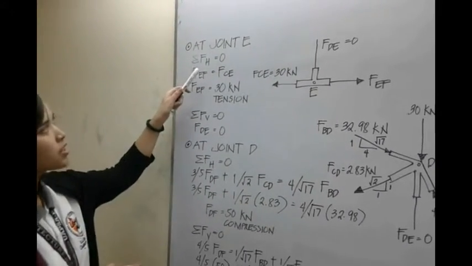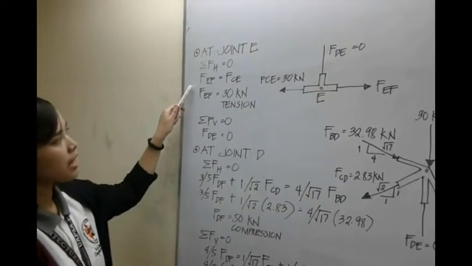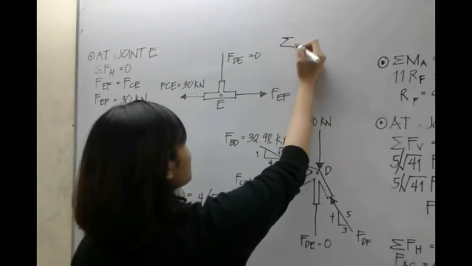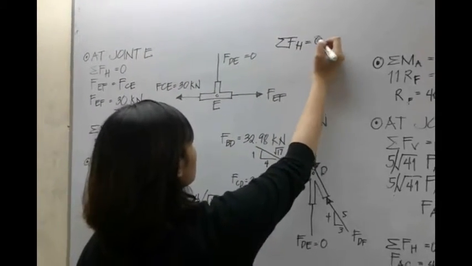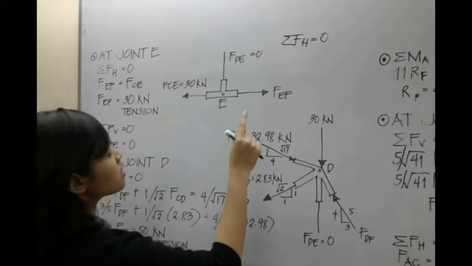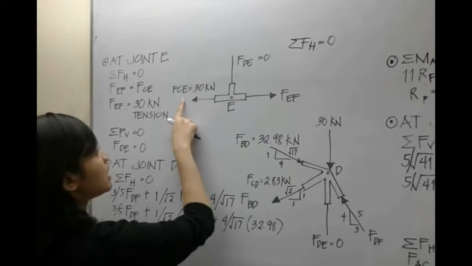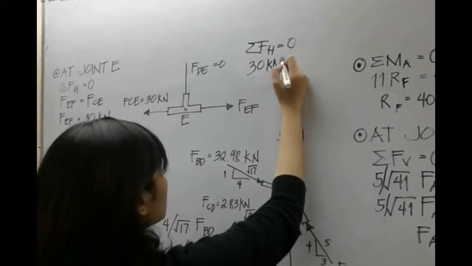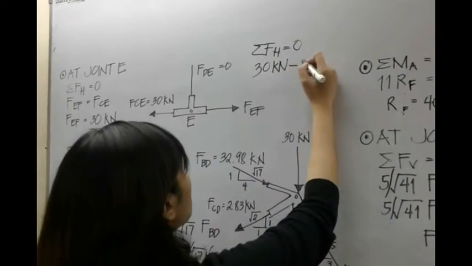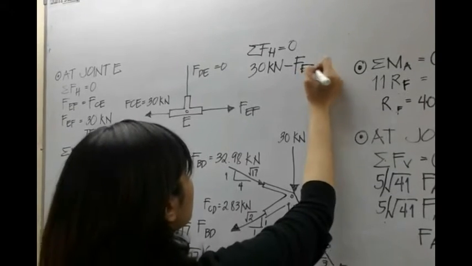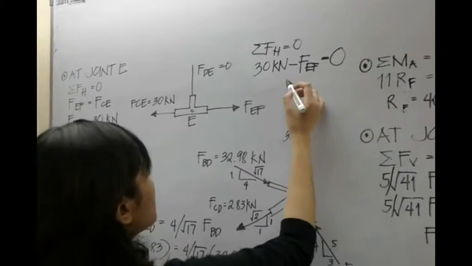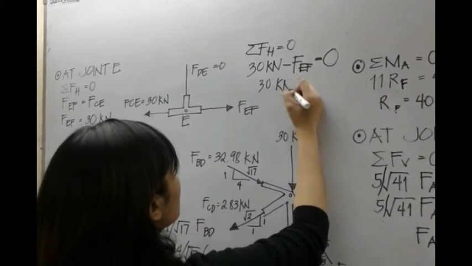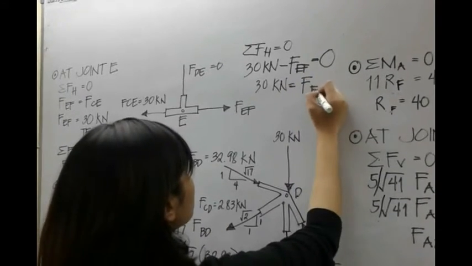The summation of horizontal forces is equal to 0. The force acting on EF and CE is equal. Why? Because the summation of horizontal forces is equal to 0. In this free body diagram, the horizontal forces present are the force acting on CE and EF. So if we subtract 30 kilonewton, which is the force acting on CE, to the force acting on EF, it should be equal to 0. If we transpose the force acting on EF, it would result to 30 kilonewtons.